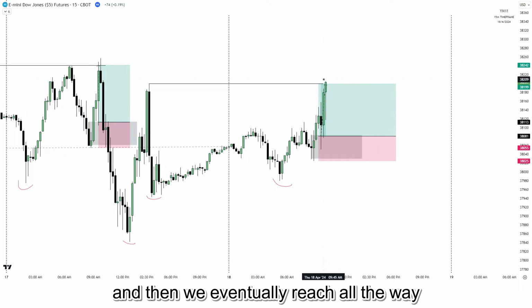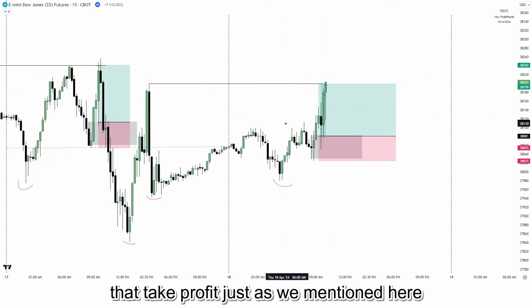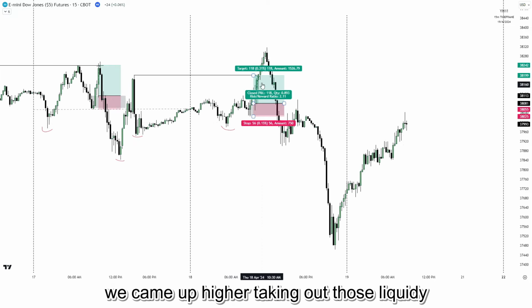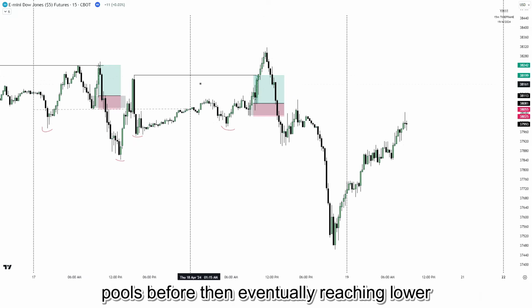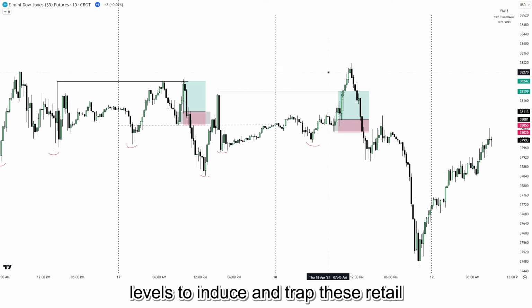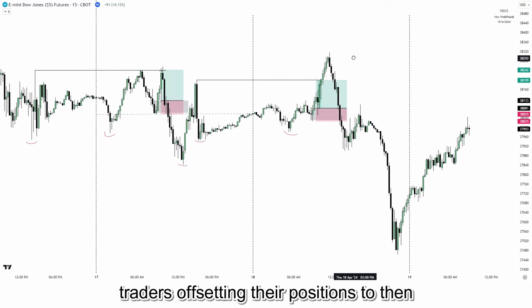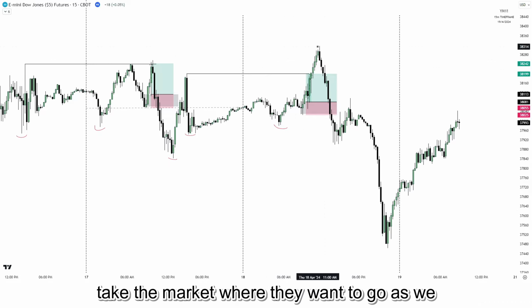And then we eventually reach all the way back up here into this liquidity pool for that take profit. Just as we mentioned here, we came up higher, taking out those liquidity pools before then eventually reaching lower. The marketplace will seek these liquidity levels to induce and trap these retail traders, offsetting their positions to then take the market where they want to go.